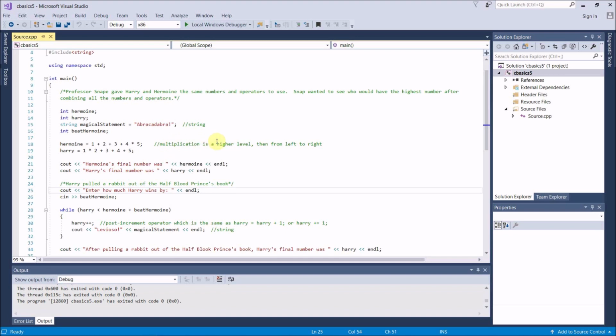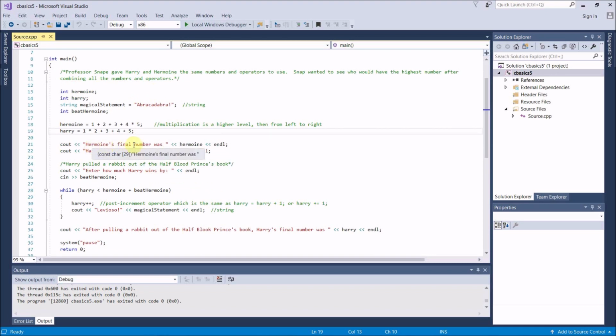Multiplication is a higher order of precedence, if you recall. So it's evaluated first, and then from left to right, 1 plus 2 plus 3 is added. Harry decides to multiply 1 times 2 first, and then plus 3 plus 4 plus 5.